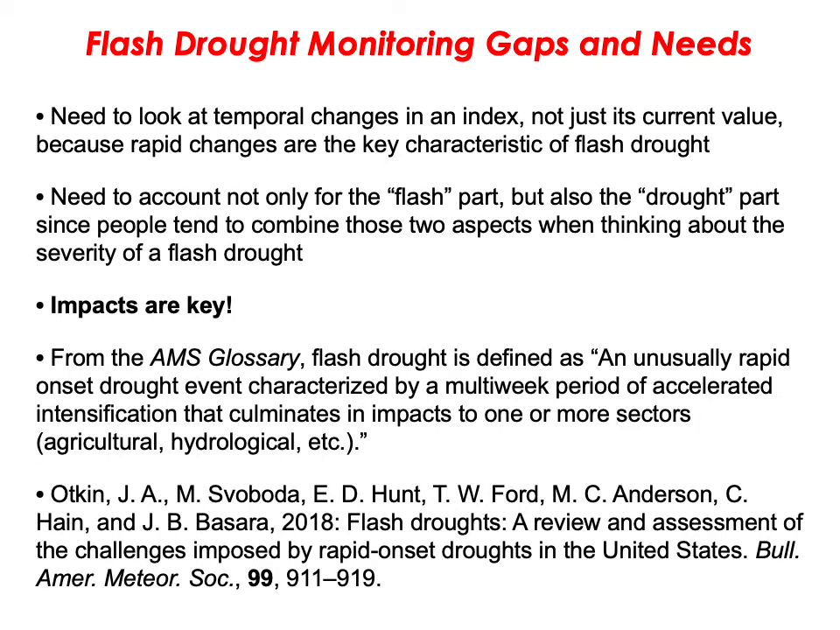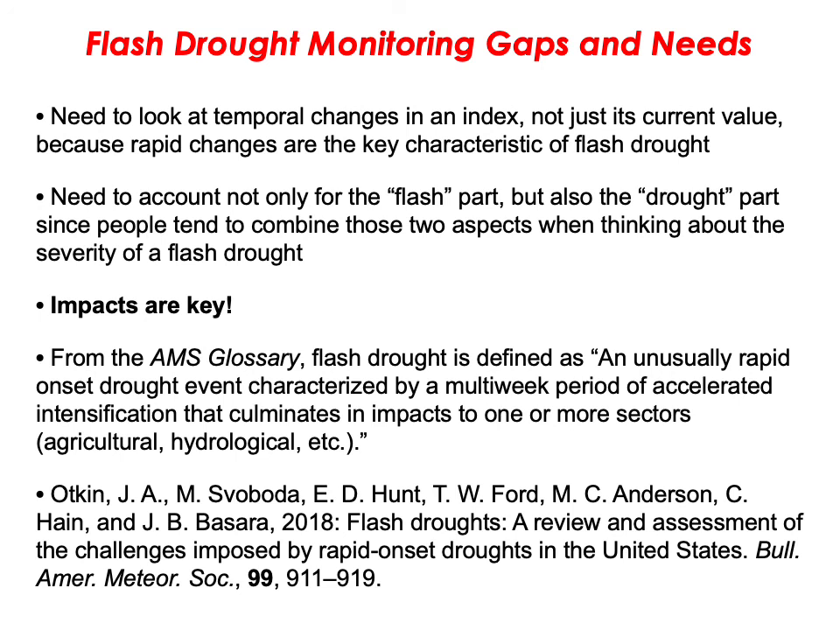Okay, so I'd like to end with a couple final thoughts. First, it's critically important to look at changes in the index rather than just the current value of the index, because the key characteristic of flash drought is its rapid rate of intensification. If you only look at the current value of a given index and not at how that variable has been changing with time, then you can't identify flash drought because you're missing the time change component of it. Also, it's important to account not only for the flash part of the definition, but also the drought part, so that you can include the impacts caused by flash drought.